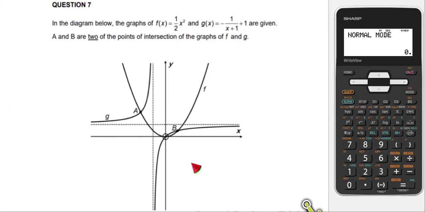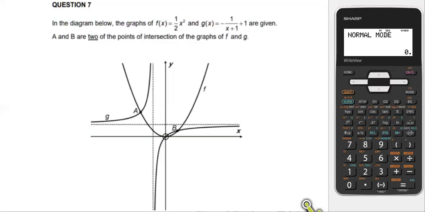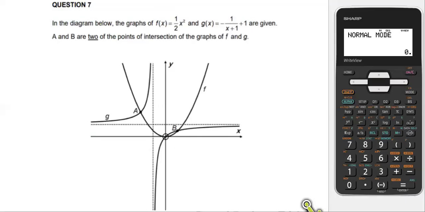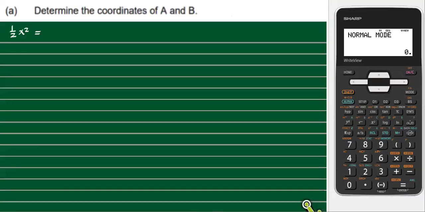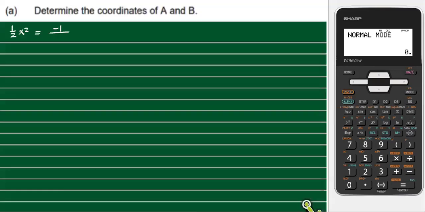If I could recall this thing, we had 2 points of intersection when the graphs were equated. So we had half x squared equals to negative 1 divided by x plus 1, plus 1.